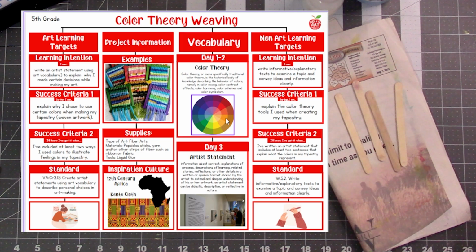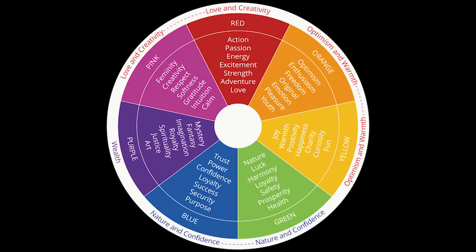Yellow and red make orange. That's part of color theory. The cool colors are purple, blue, and green. Warm colors are red, orange, and yellow. That's all part of color theory. There is another aspect of color theory, and that is the symbolism, mood, and meanings that colors can represent and therefore give our artwork.